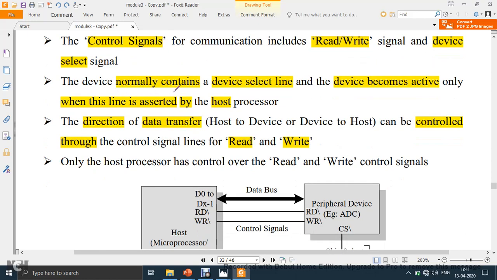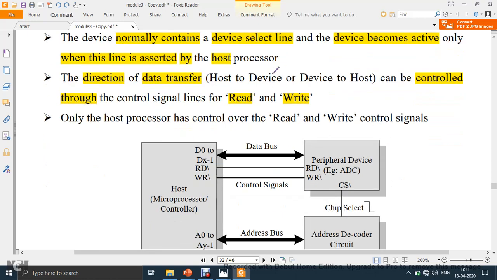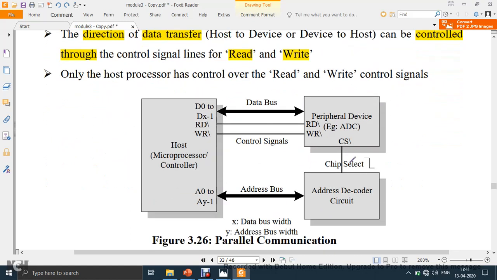Usually the device contains a device select line, just like SPI. You can see this is the arrangement for parallel communication. This is the processor or the controller, which is the host. You can see there is a data bus here. What is the width of the data bus? It is D0 to DX minus 1, where X is the data bus width. Suppose X is 8, then it is D0 to D7, so totally the data bus will be 8 bits.